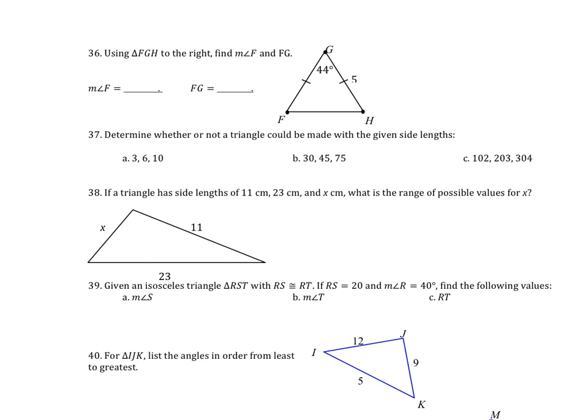36. So we have triangle FGH. What type of triangle is that? It's an isosceles because we have two sides that are congruent, not a third side. So if we have two congruent sides in an isosceles triangle, we also have two congruent angles. So angle F is congruent to angle H.